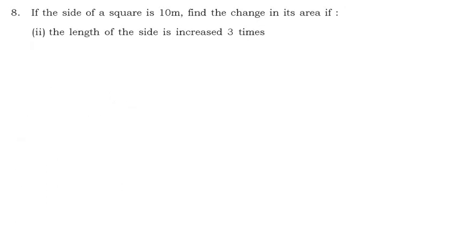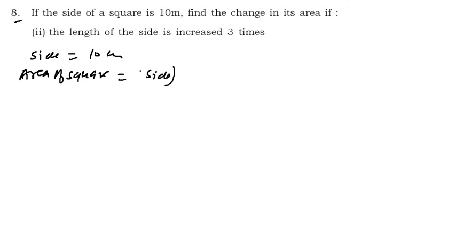Now come to the next one, the second part of this question. So the side is given as 10 meter. So the area of square is side square, and it will be 10 into 10, that is 100 meter square. So that one you can say meter square or square meter.